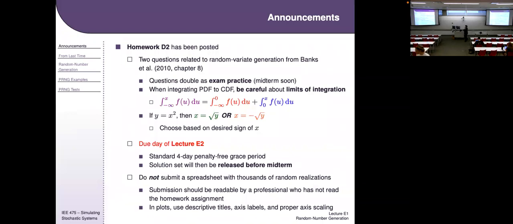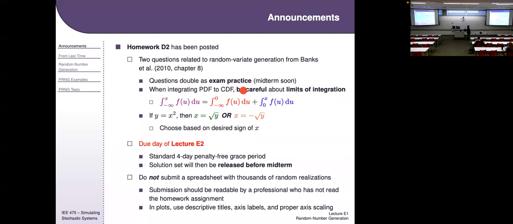So, standard announcements: homework D2 is out. It's a little calculus, a little algebra on this assignment. There are two questions related to random variate generation, which is something we'll see a little bit in this lecture and also in the next lecture. Just to give some tips.